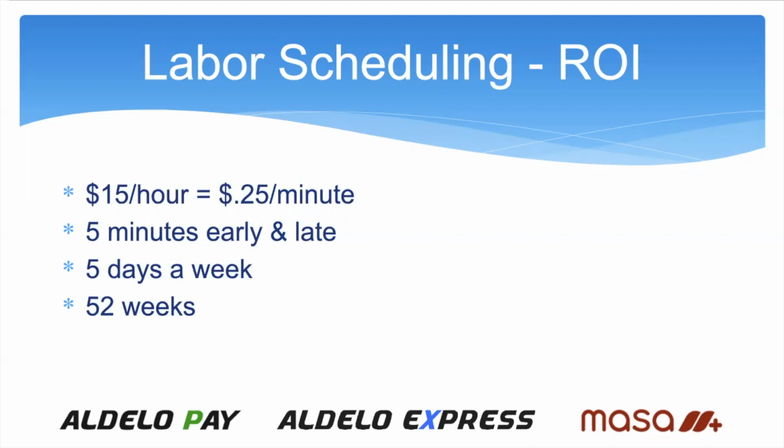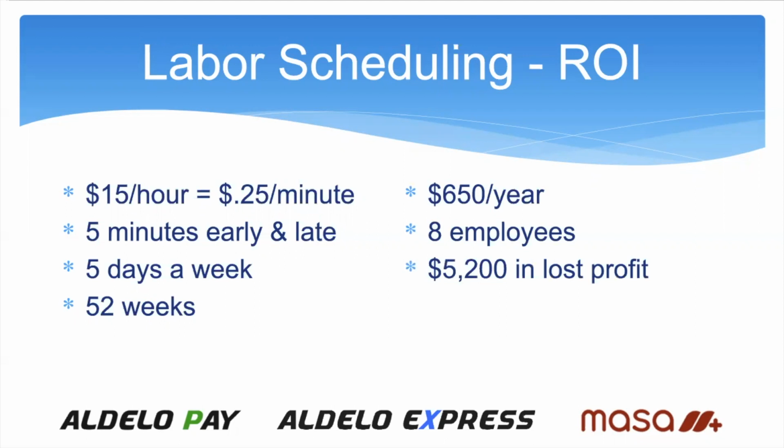So if they go 5 minutes early, 5 days a week, 52 weeks, that's $650 a year. And if he has 8 employees doing that, that's $5,200 a year lost in profit. It's just over 1% on a $500,000 restaurant. So we just lowered their labor by 1% off that one feature. And all they have to do to make that happen are 2 flags in the back. That's it. And I'll show you those flags in a minute. There's only 2 settings to make that happen. And then just activate payroll, do the labor schedule, done.